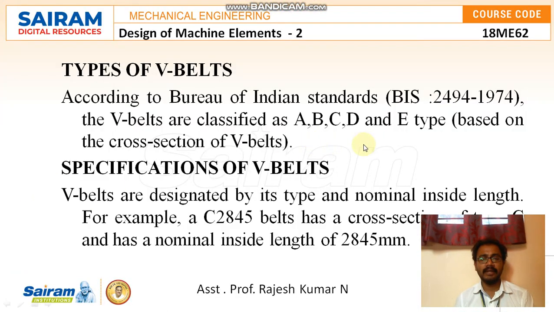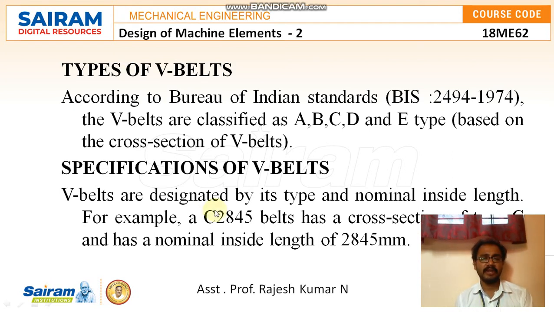So before moving to that, when we see about the selection of the V-belts, we can even call it a type of V-belts. According to the Bureau of Indian Standards, BIS 2494-1974, the V belts are basically classified as A, B, C, D, and E type based on the cross section of the V belts. So in V belts we have many categories, and all these categories are finally divided into five types, that is A, B, C, D, and E.